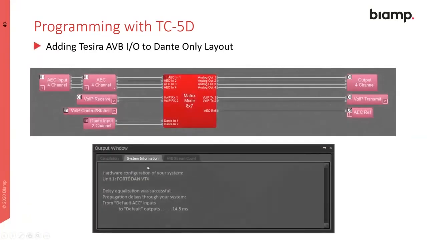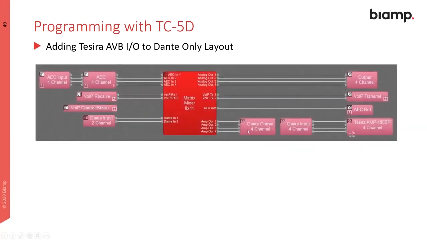Or if you have a layout, let's say you have a Dante system, we don't have an AVB amplifier. Simply once you hit compile, the output window will indicate that you need in this system a Tesira Forte DAN VT4.